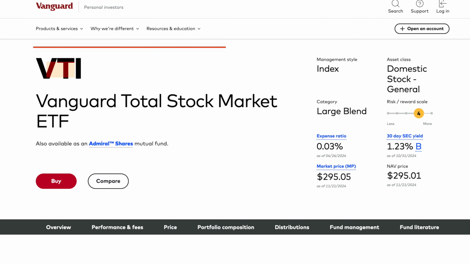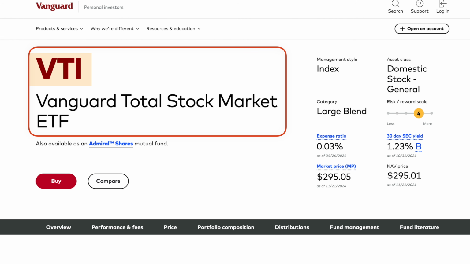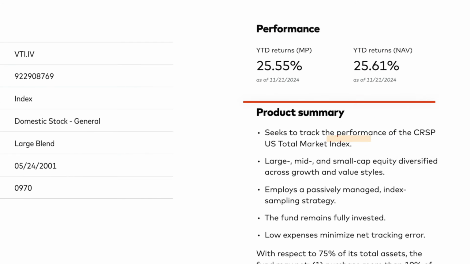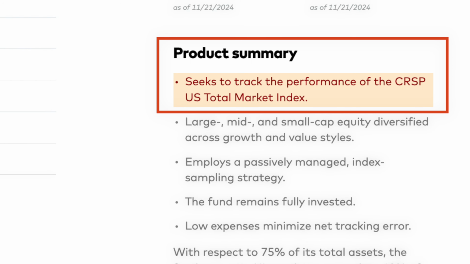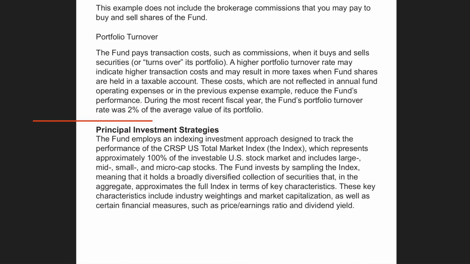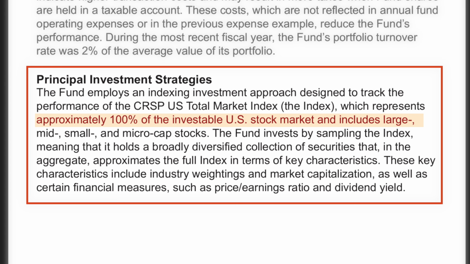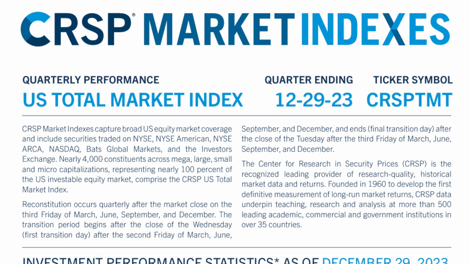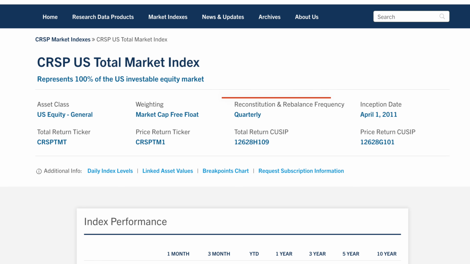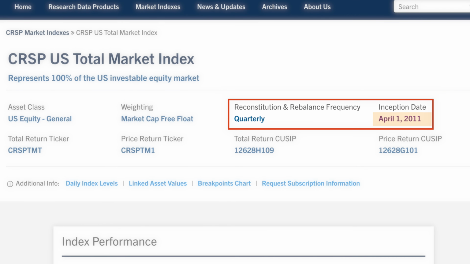Whereas if we look at VTI, which is the Vanguard Total Stock Market ETF, this fund tracks the CRSP US Total Market Index, which represents approximately 100% of the investable US stock market, and includes large, mid, small, and micro-cap size companies, which contains nearly 4,000 companies in the fund. But this index is much newer, as it was created in April 2011, where it also rebalances the companies in the fund on a quarterly basis.